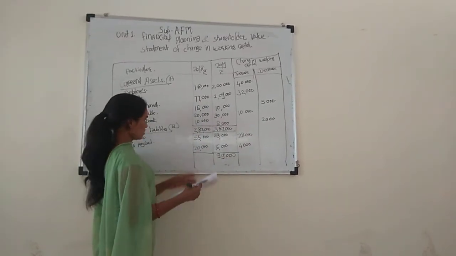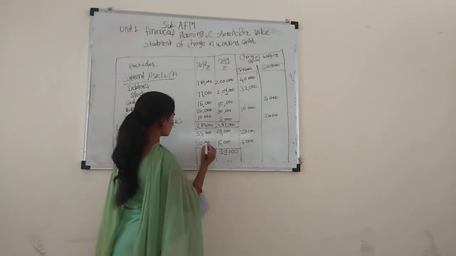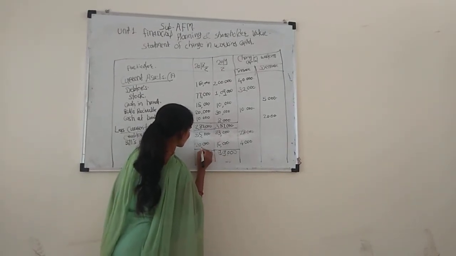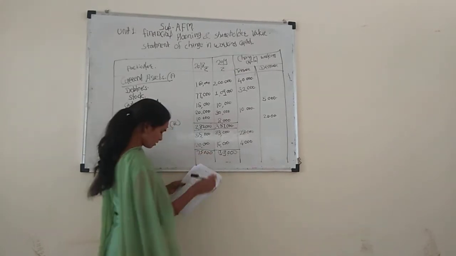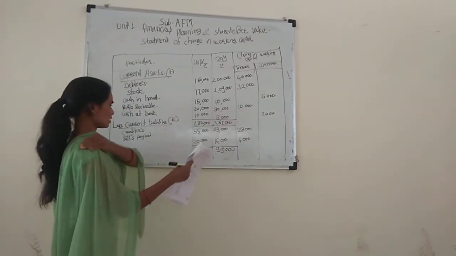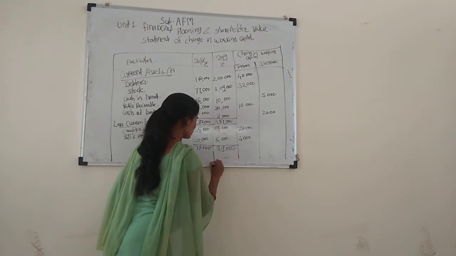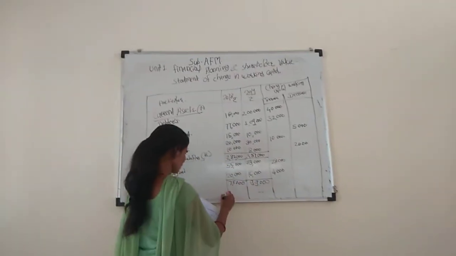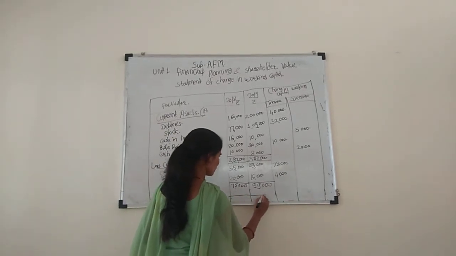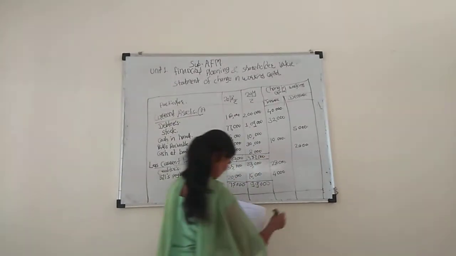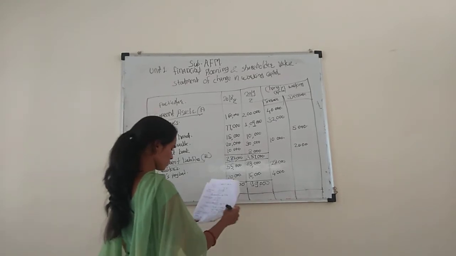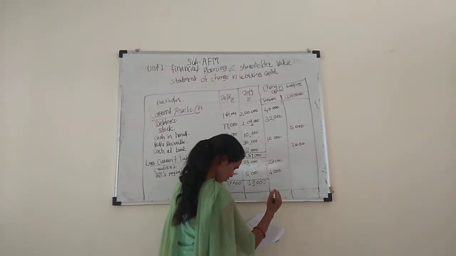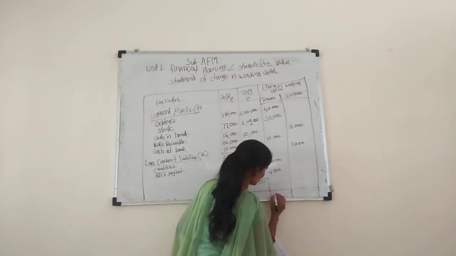99,000. This is current liability in 2019 and 75,000 in 2018. Okay. Next one. Next one is the increase side total, 86,000.